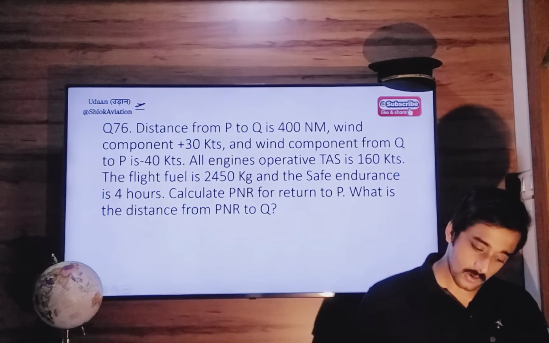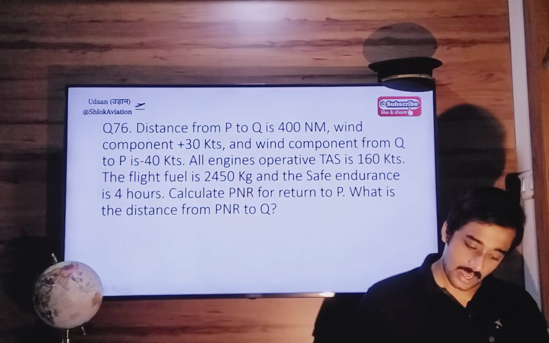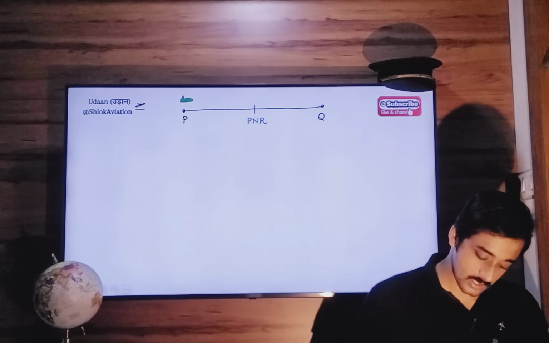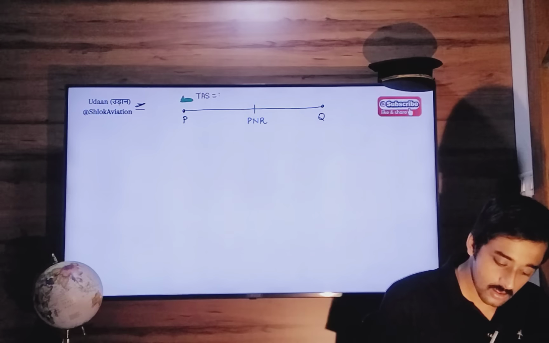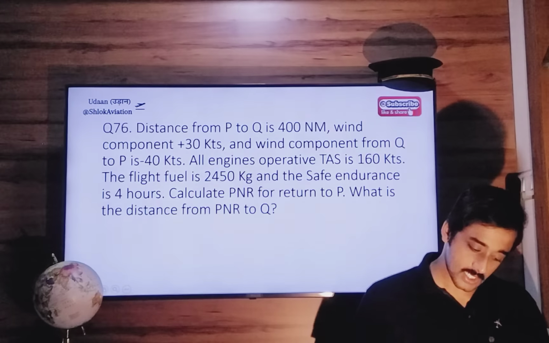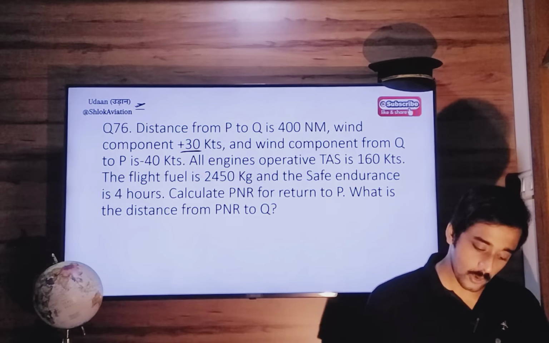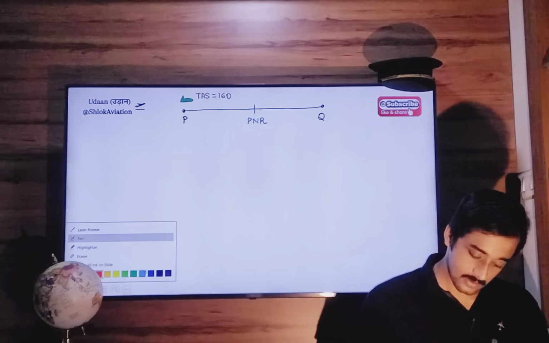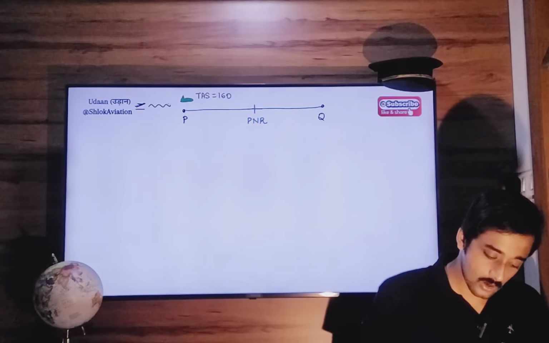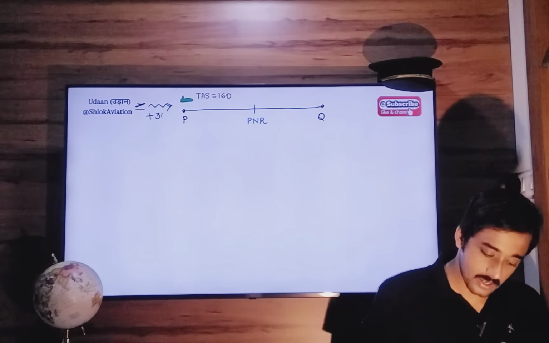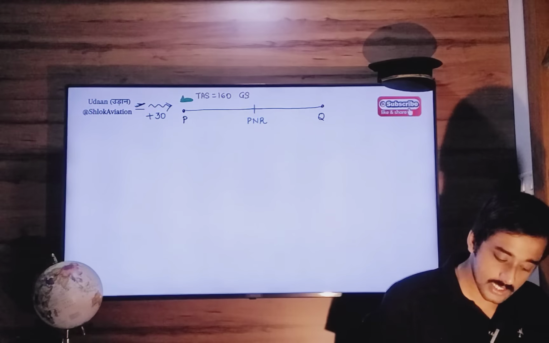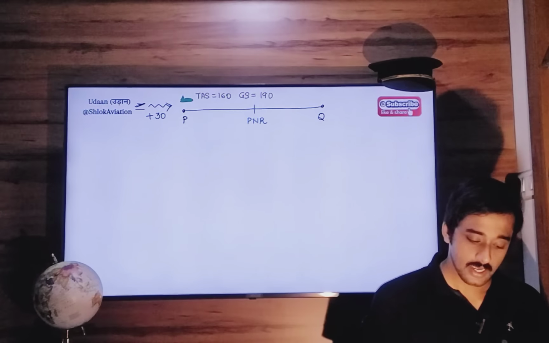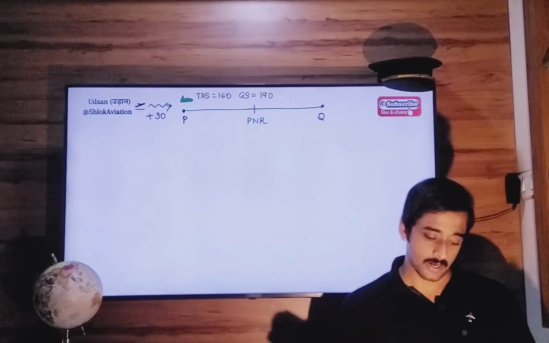Now going outbound, you have a TAS of 160 knots and a wind component of plus 30. So ground speed will be equal to 160 plus 30, that is 190. True airspeed plus tailwind. Okay.